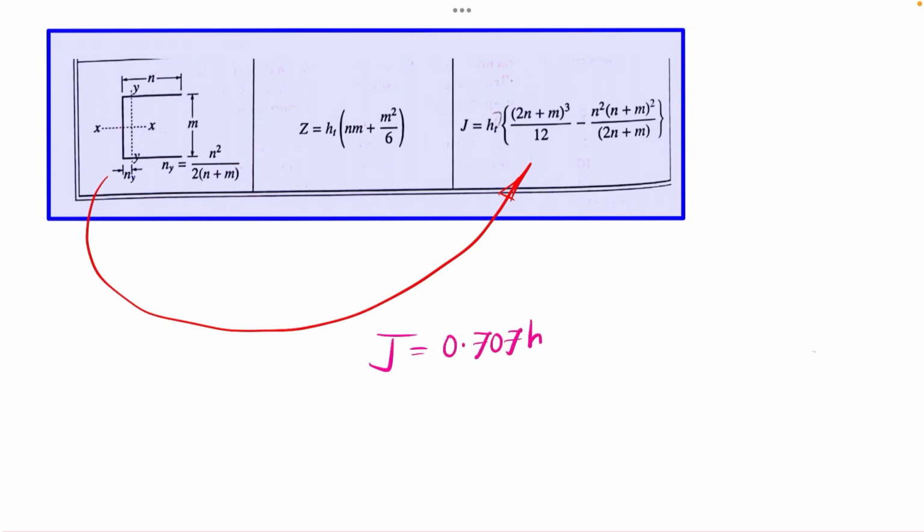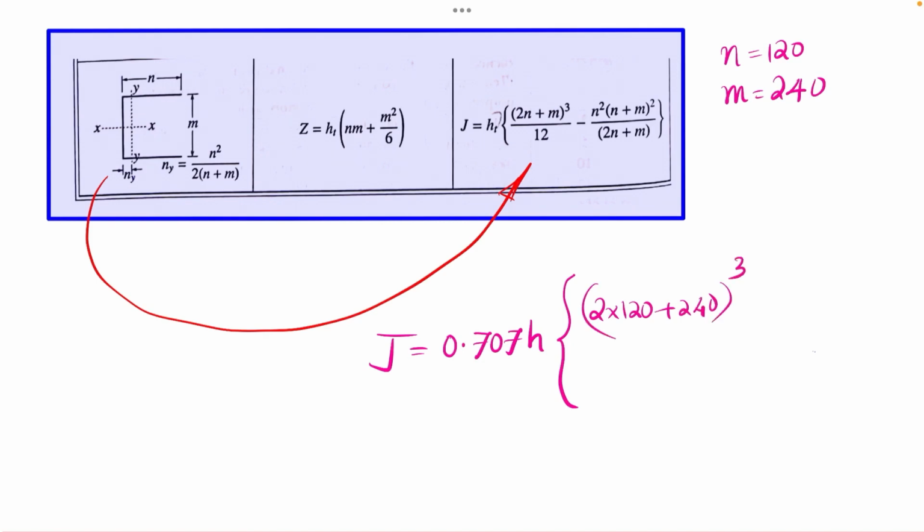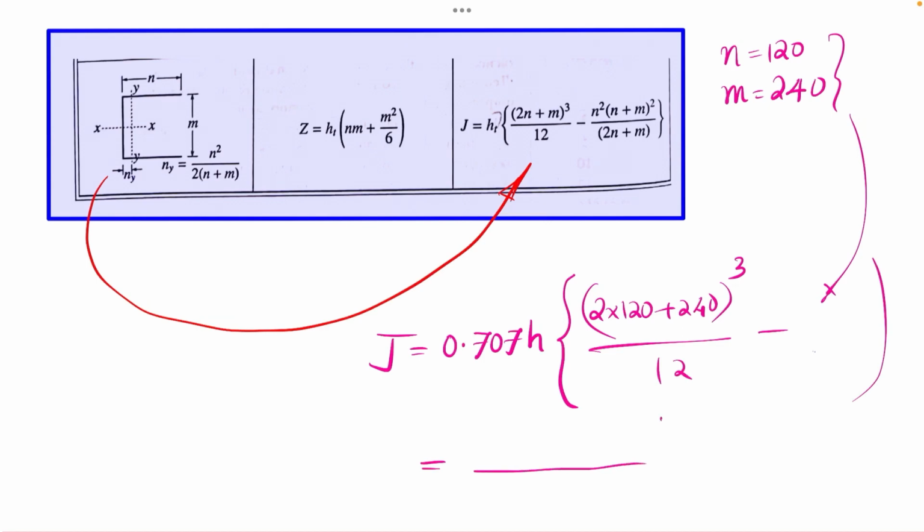Here J is equal to, HT is given, so the same can be expressed as 0.707 into H into N, and M value we are having. N is equal to 120 mm and M is equal to 240 mm. The same can be substituted here, that is 2 into 120 plus 240 the whole cube divided by 12 minus the N square into N plus 1. The same values you can substitute here, and finally we will be having a value in terms of H.